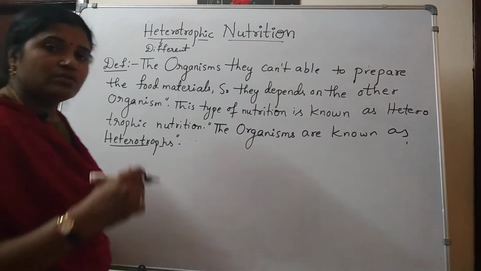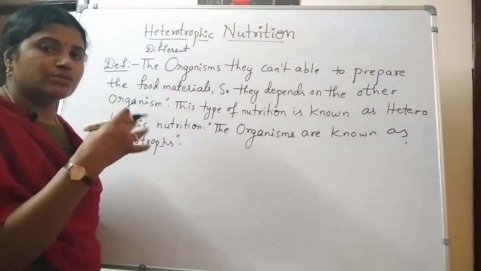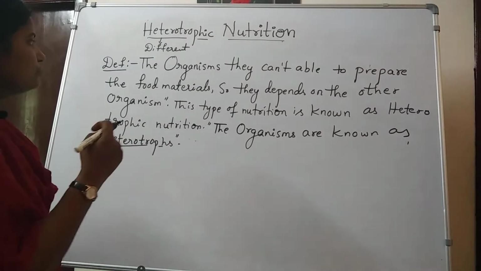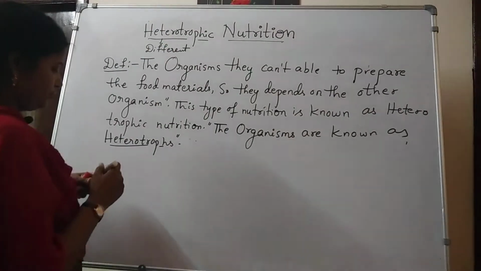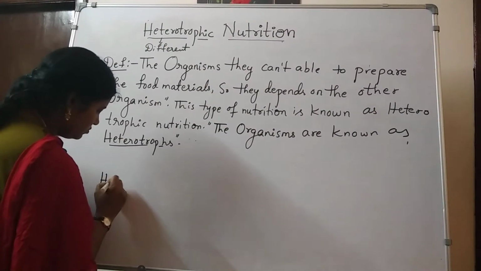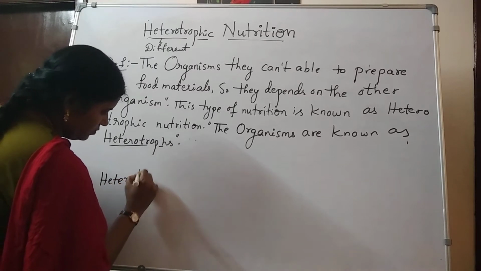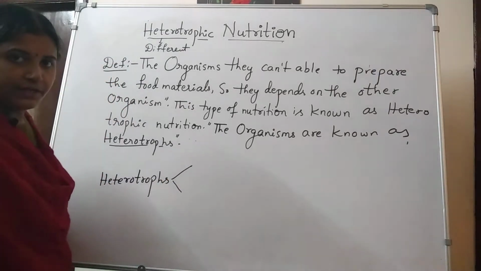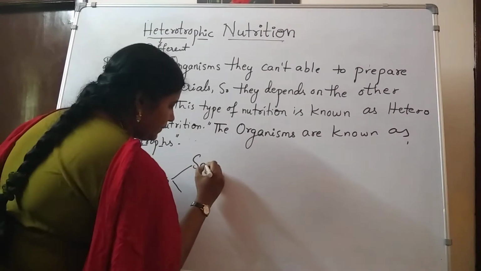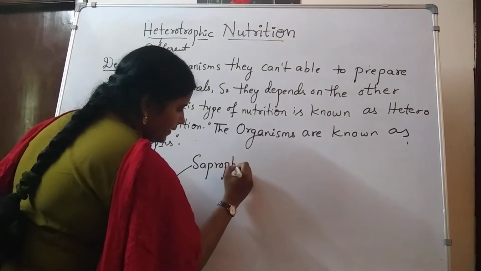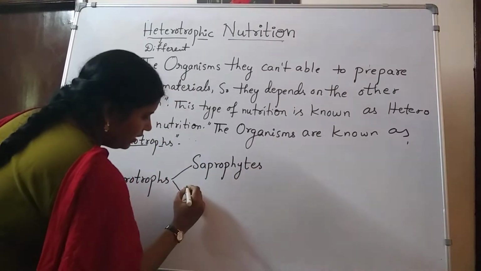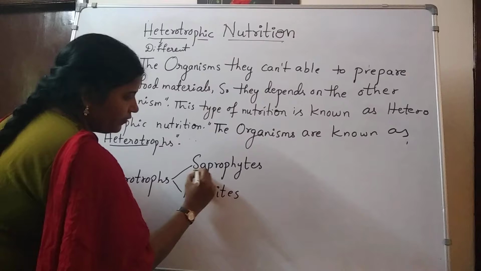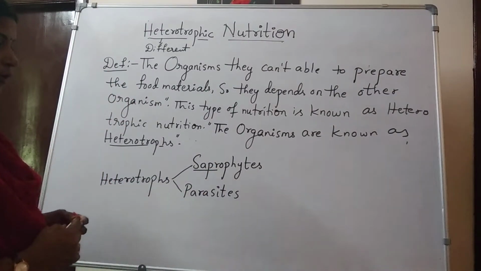Based on the mode of acquiring food, means how they are taking food into the body, heterotrophs are also divided into two types. The first one is saprophytes, and the next one is parasites. Saprophytes, parasites. So what are saprophytes?